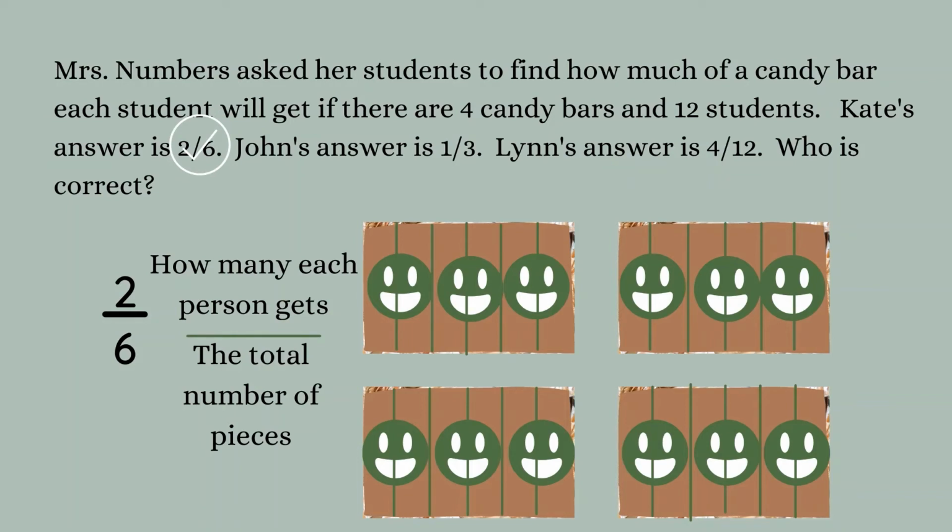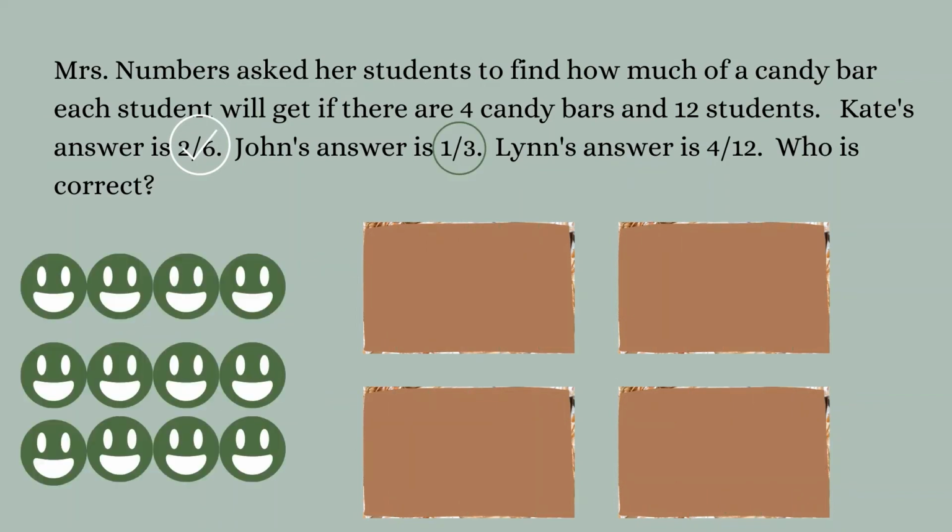The problem never says there's only one correct answer, right? It is possible there could be more than one person who got it right. Let's just try and find out. We are moving on to see if John is correct with his answer of 1/3.